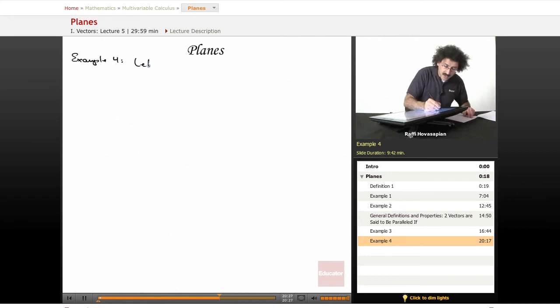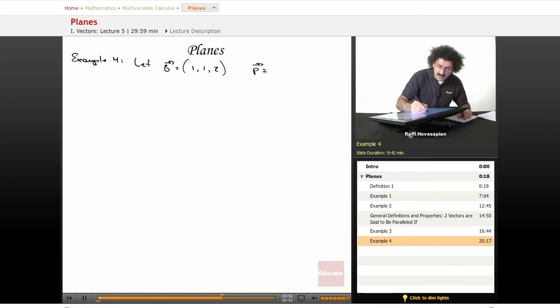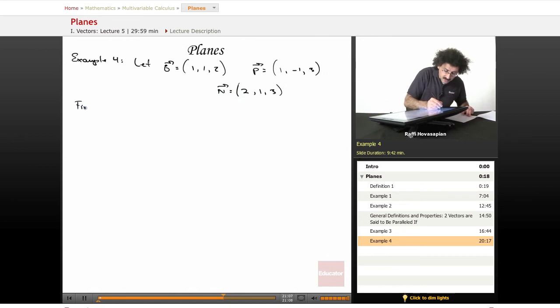Number 4. Now, we'll let Q equal the vector (1, 1, 2). Again, we're just doing examples to get familiar with the notion of planes, to use the formulas, and to use our geometric intuition regarding lines and planes. You're going to be doing a fair amount of that. So Q, and let P equal (1, -1, 3), and N equal (2, 1, 3). Okay, now here we go.